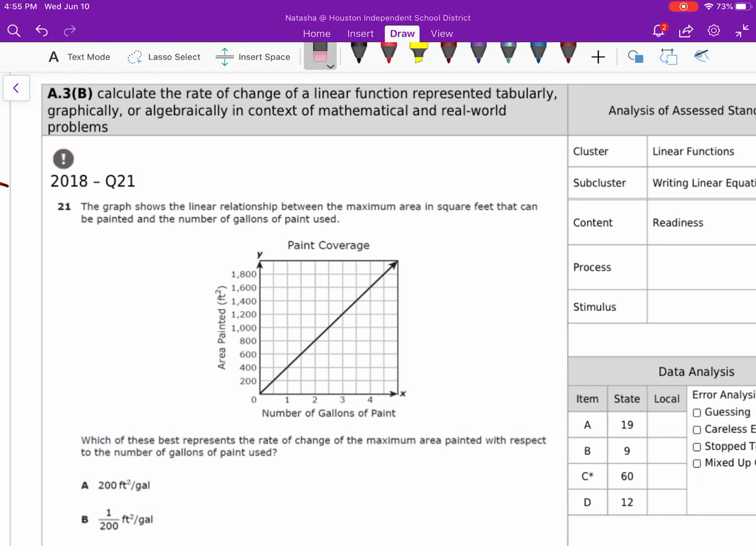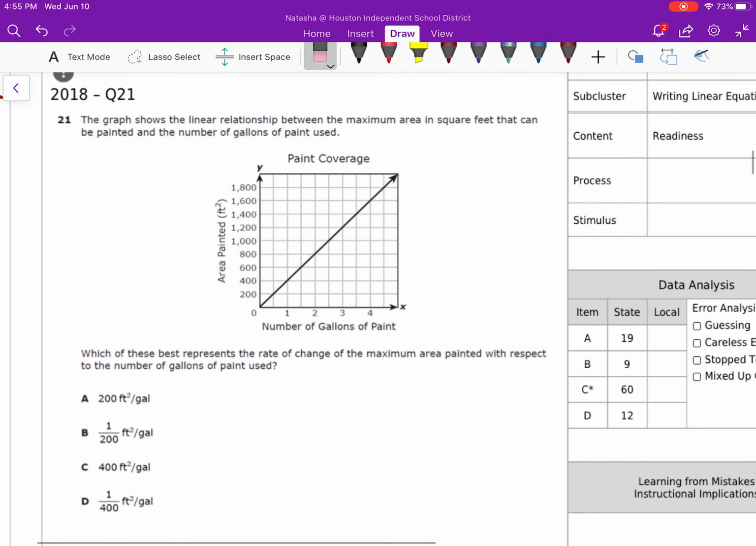Alright, so in this video we're going to continue the TEAC A3, which is about the rate of change for linear functions represented in a table, graphically, or algebraically. The problem we're looking at here is from a graph, and we have a relationship. When we're looking for the slope or the rate of change from a graph, the question is asking for the rate of change of the maximum area painted with respect to the number of gallons used.